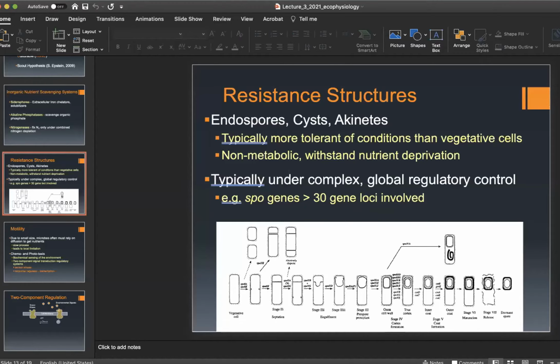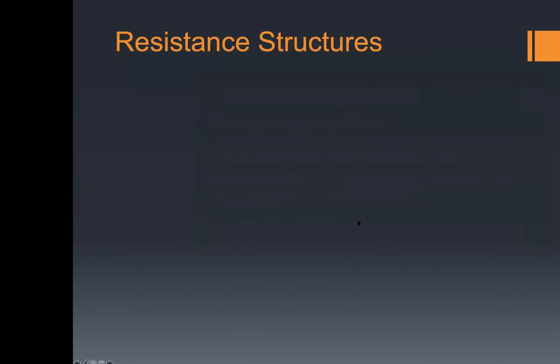So we left off on this slide talking about resistant structures. As you remember, the previous slide talked about some different ways of scavenging nutrients as one response for microbes to avoid poor conditions or to help compensate for poor conditions. Okay, so the alternative is to just avoid them altogether, right?